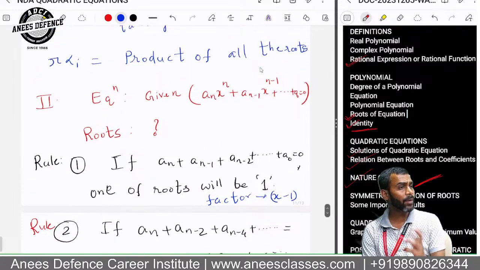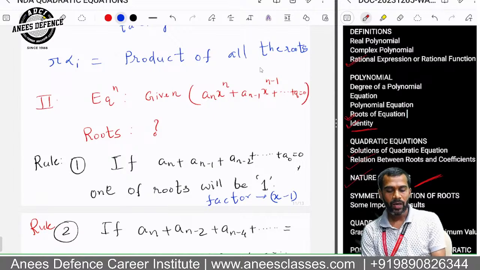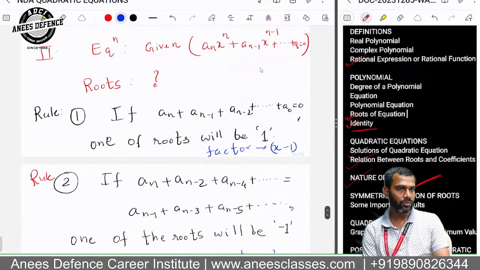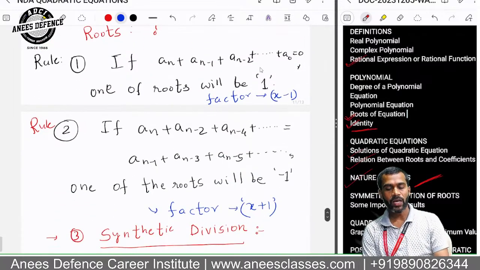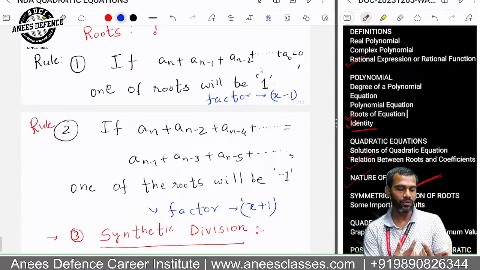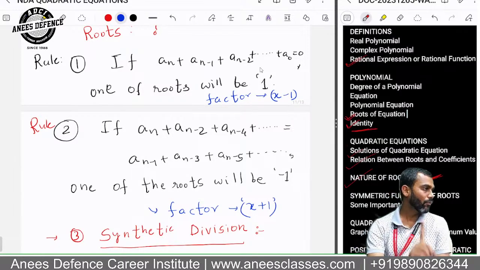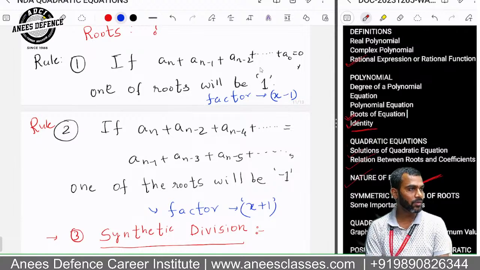Now type 2. Suppose equations are given. So this is the general equation, and we are supposed to find out roots. For that, we need to apply at least three rules. The first one is, if the sum of all the coefficients is 0, then one of the roots would be 1 and the factor would be x minus 1.